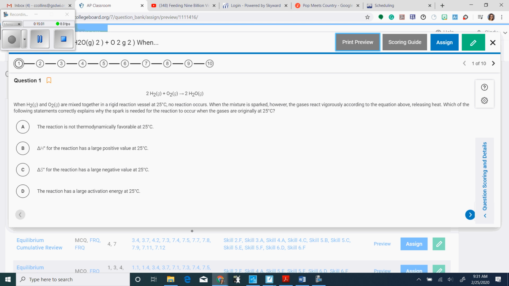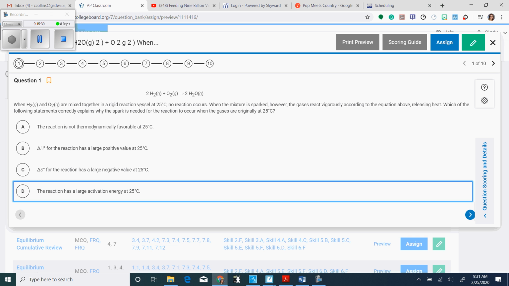And D says the reaction has a large activation energy. Do you remember what activation energy is? It's that hump, right? It's how much energy they need in order to react. So all the words that say it needed a spark to react make me think that it needed a shove up the activation energy hill. I know it's not A and B for sure, and I'm pretty sure it's not C because it's not a large negative value. So I'm going to guess D. Okay, which is right.